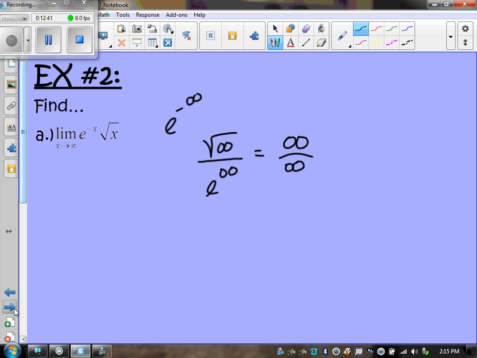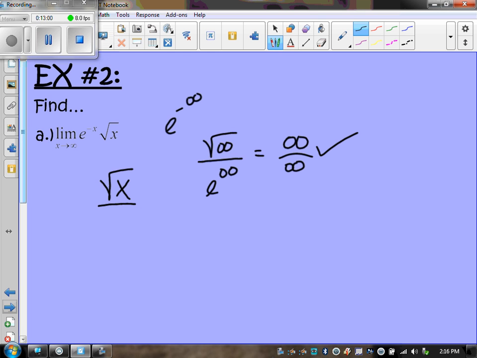And infinity over infinity is not 1. Okay? It is not 1. It's one of our indeterminate forms. So what I can do is I can still try to find my limit by doing L'Hopital's. But I would need a top and a bottom. I would need to do the derivative of a top and a derivative of a bottom. So I need to make this into a top and a bottom.